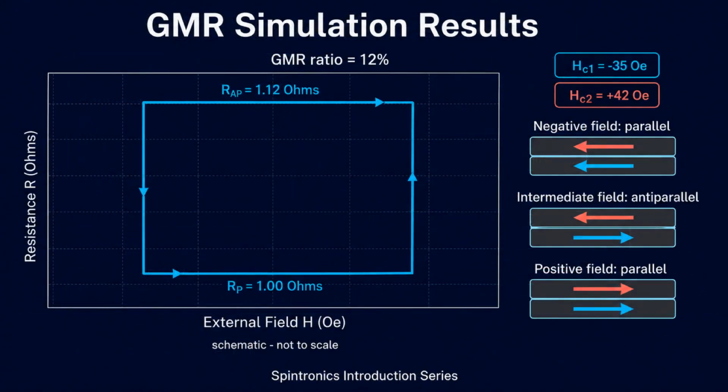Running the simulation produces this characteristic spin valve curve. At high positive field, both layers are parallel, giving the low resistance parallel state. As the field decreases, the free layer switches first, creating the anti-parallel high resistance state. The pinned layer switches at higher negative field, returning to parallel state. The GMR ratio, shown in the title, quantifies the resistance change. Different coercive fields create the distinct switching events.